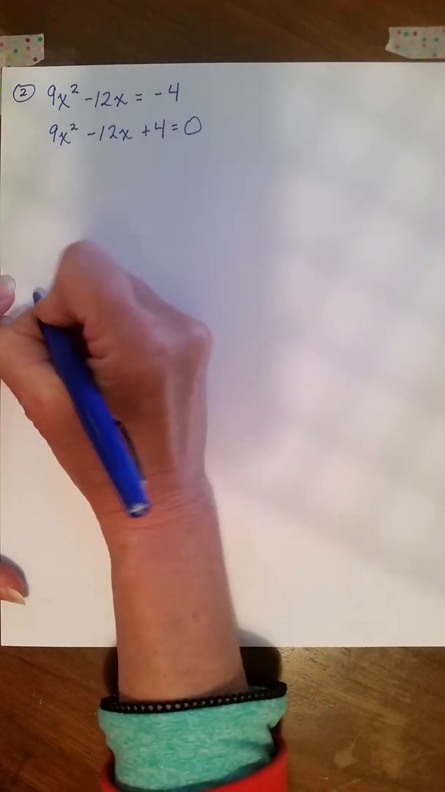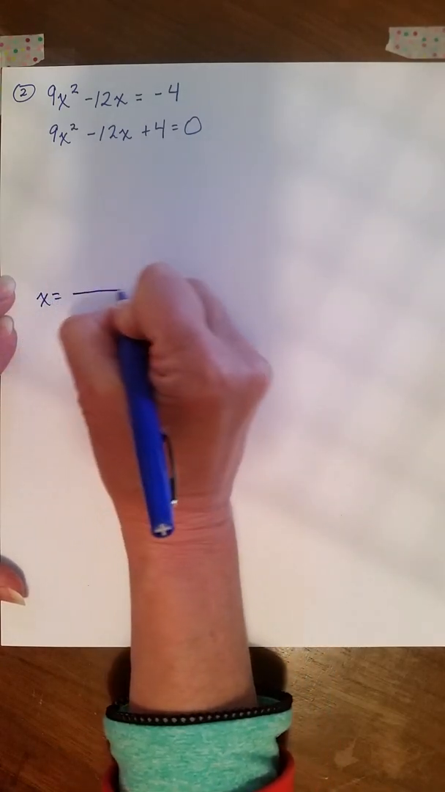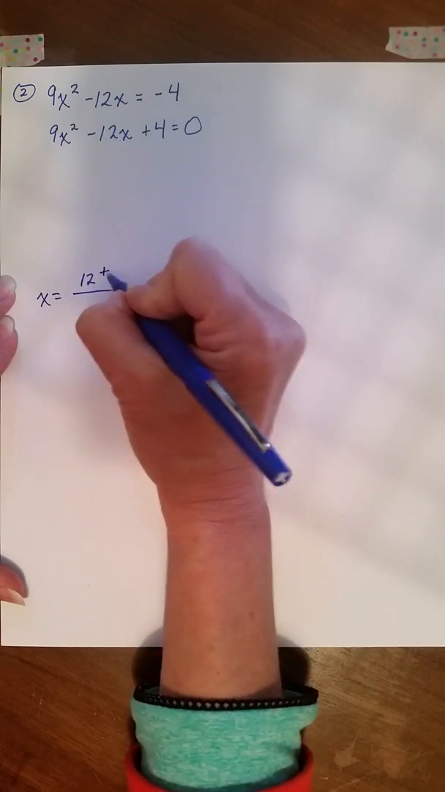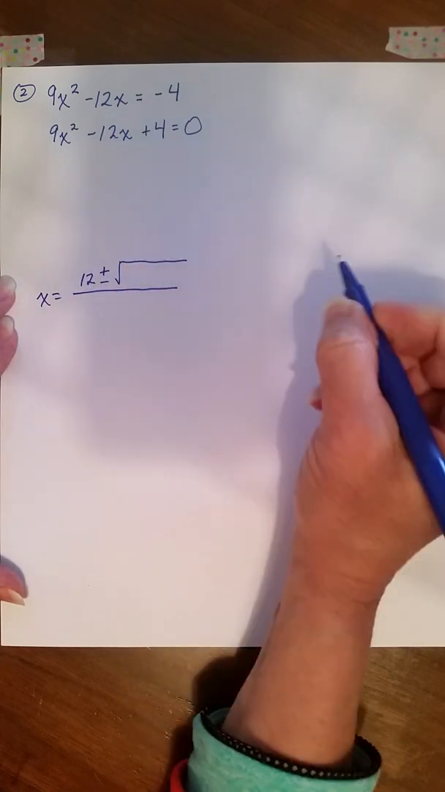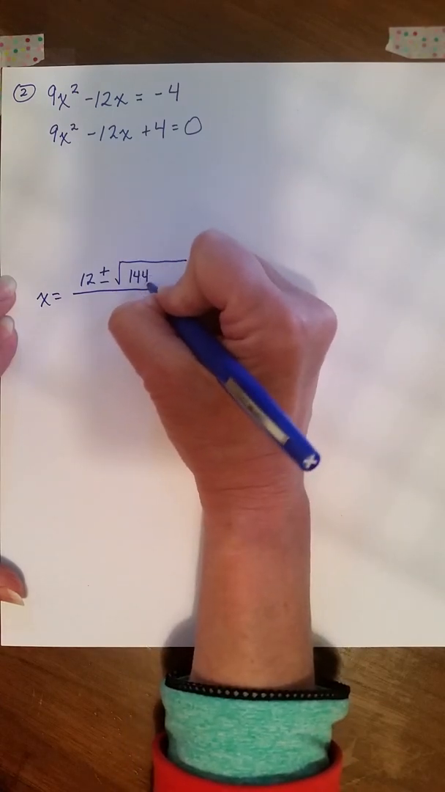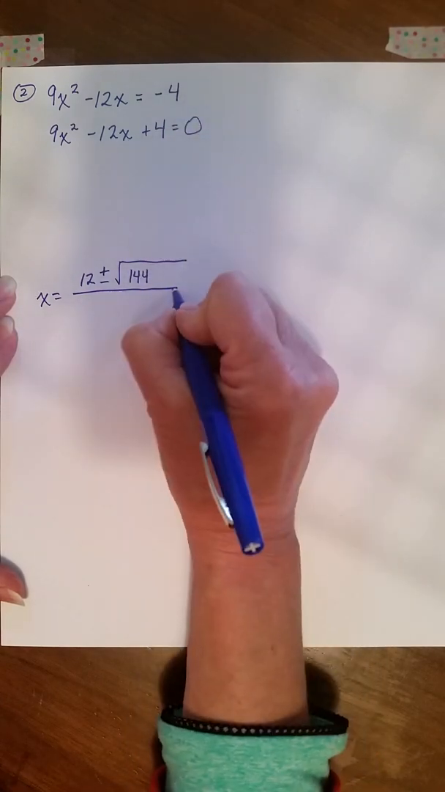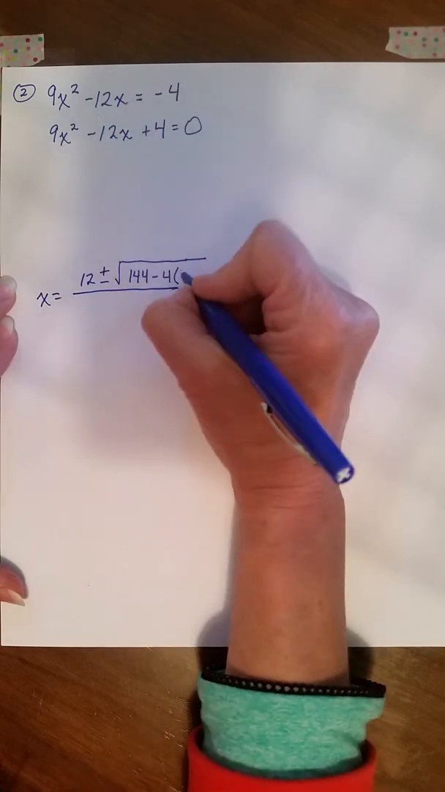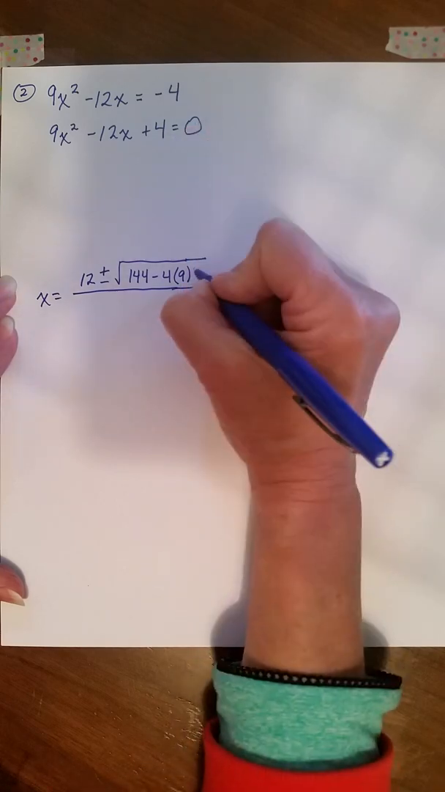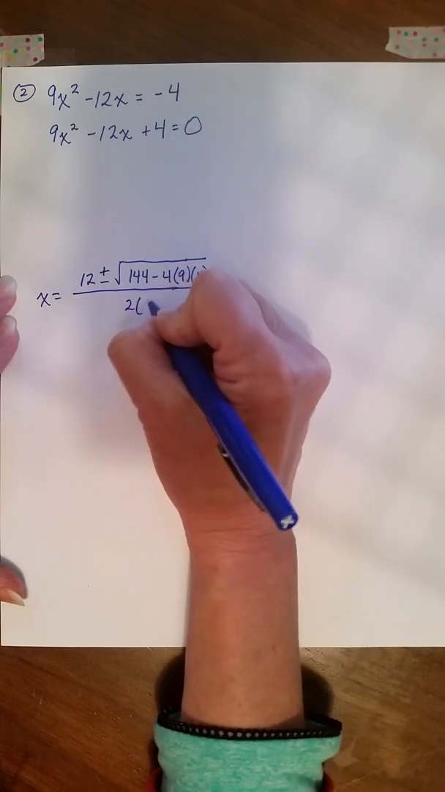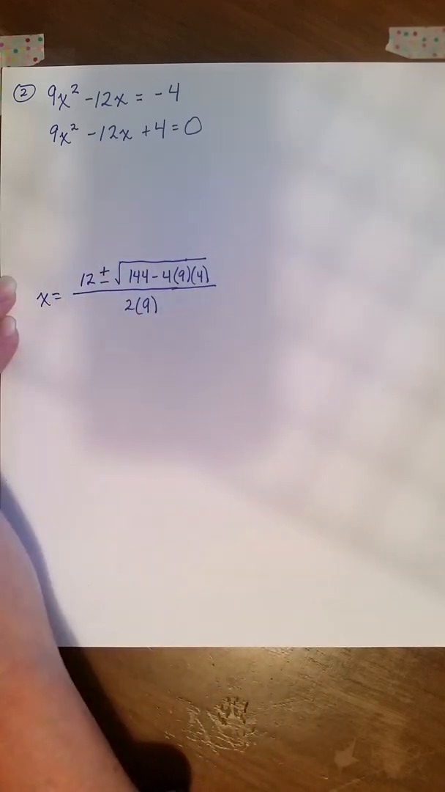Again, I'm going to leave myself some room, so x equals. The opposite of b is positive 12, plus or minus the square root of. Okay, negative 12 times negative 12 is 144, so that's b squared, minus 4 times a, which is 9, times c, which is 4, all divided by 2 times a, and a is 9.